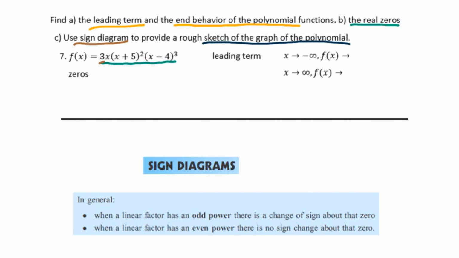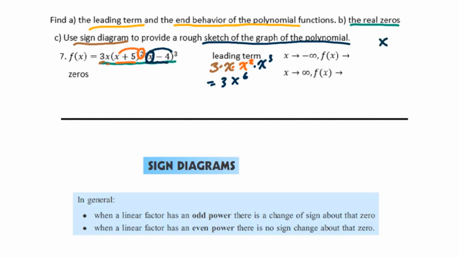We have 3 as a factor. x is a factor. x plus 5 is a factor, but this is to the 2nd power. That's why we get the x squared. Then x minus 4 is a factor. This is a leading term. You have to do the 3rd power, so multiply by x to the 3rd power. Therefore, we get 3x to the 6th power.